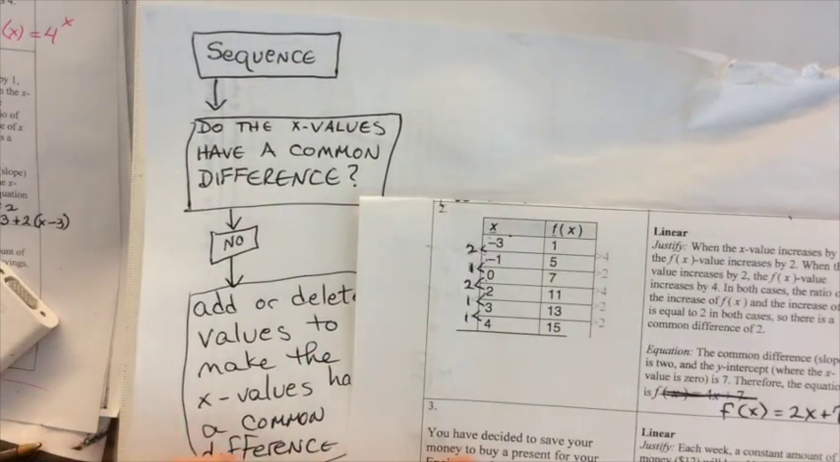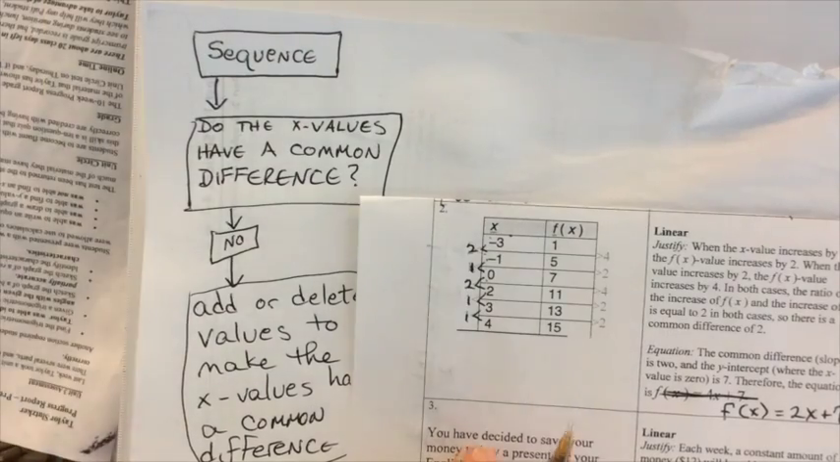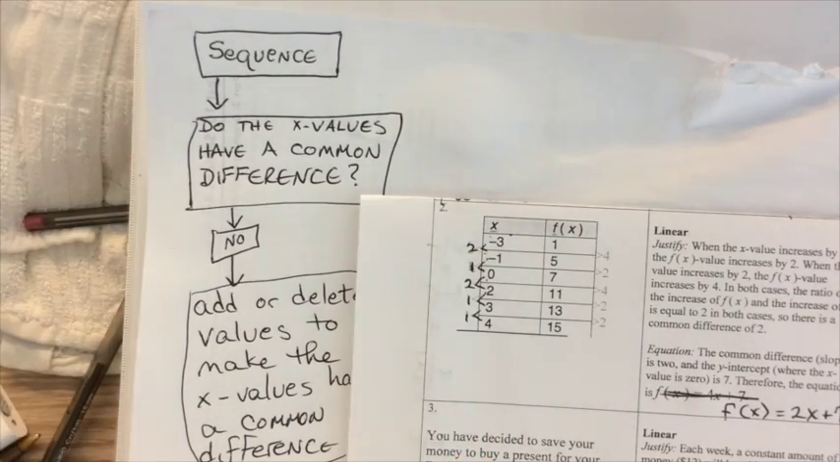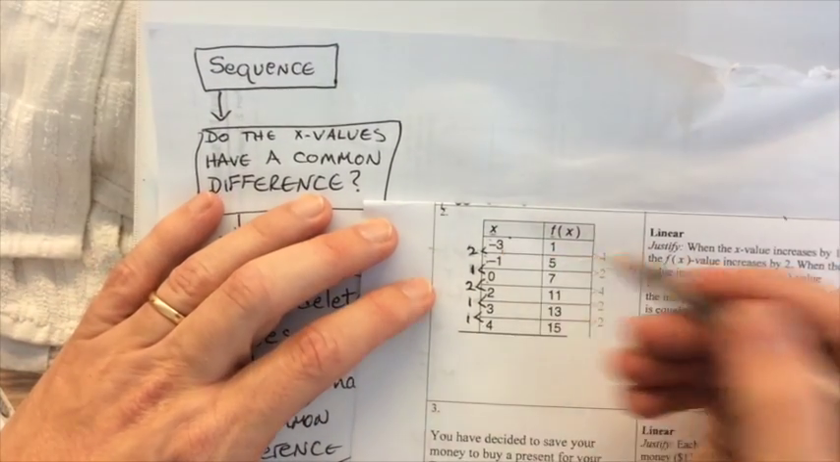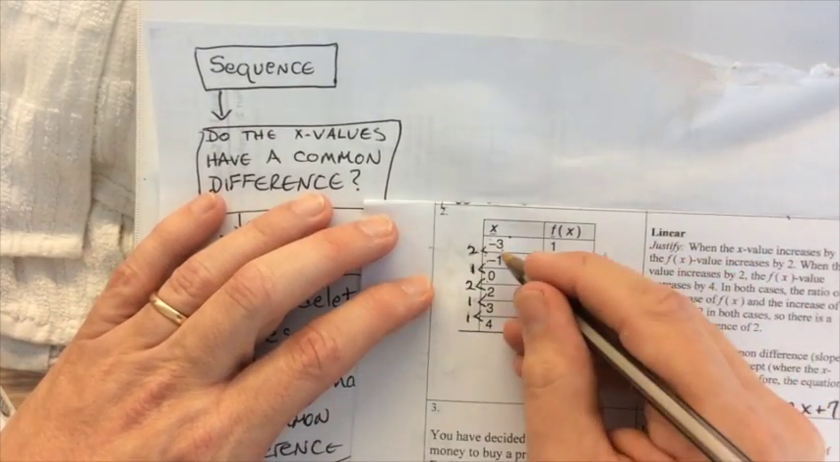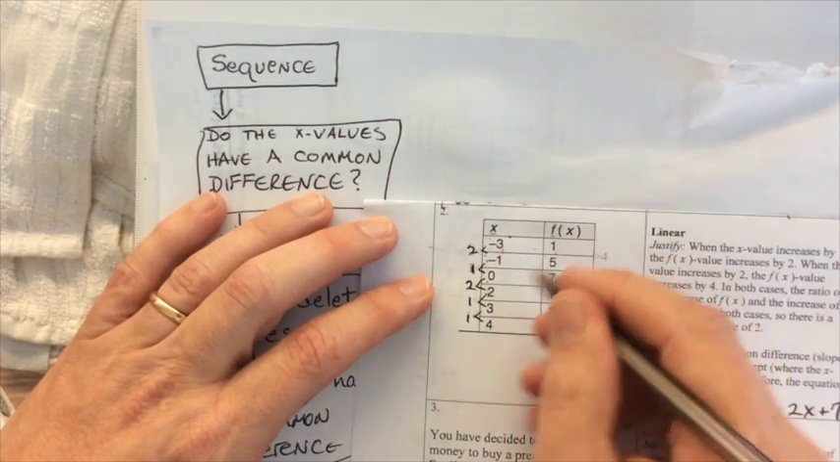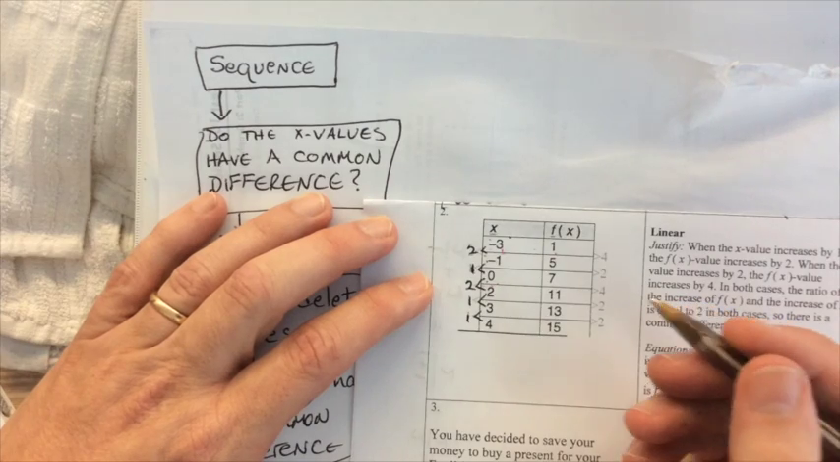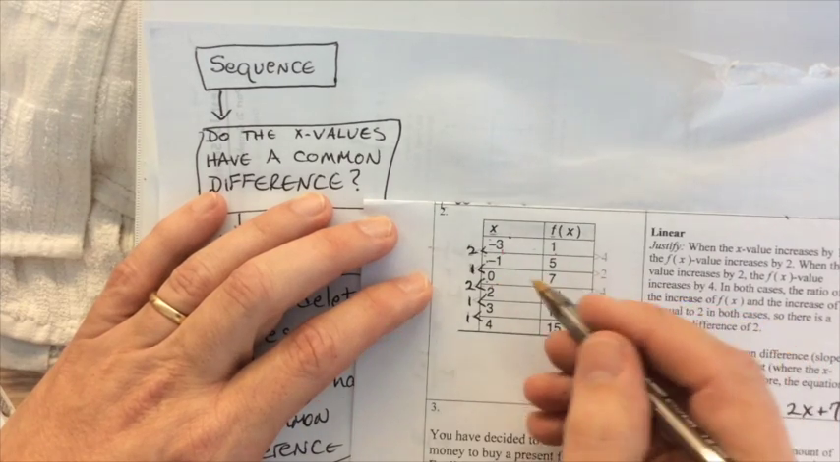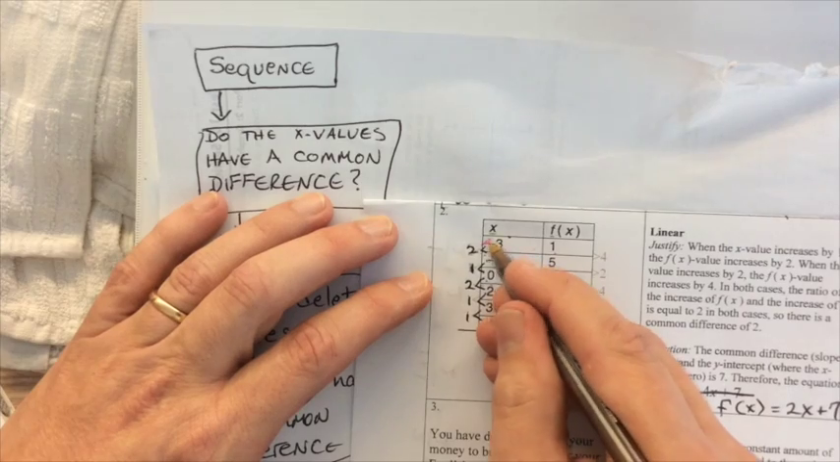So in this context, what does that mean? Can I add anything to make the x values have a common difference, where they don't have one? What would I have to add here? A -2, right? And then I'd have to figure out what this is. Here I'd have to add what? A 1. Or I could just go from here to here.